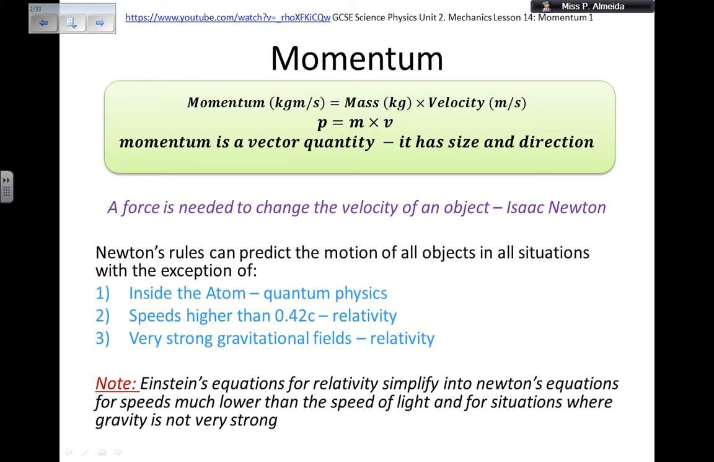For example, Einstein's equations in relativity work for every single situation, even the ones covered by Newton. It's just that they simplify into Newton's equations for speeds much lower than the speed of light and for situations where gravity is not very strong. So you could even use Einstein's equations instead of mass times velocity, but for everyday, normal situations, the results are basically the same.